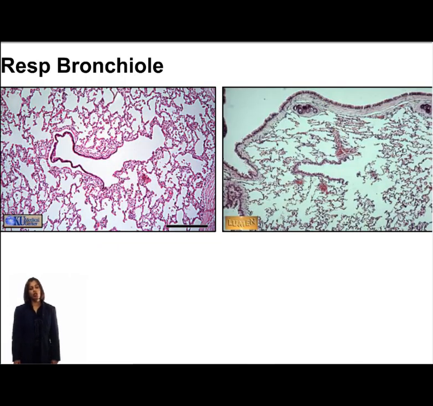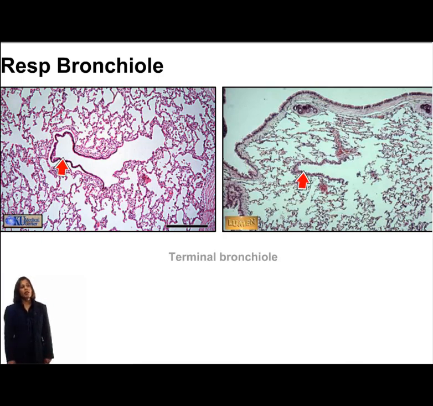Now let's look at the histology of a respiratory bronchiole. And again, when you look at both these images, the right and the left, what you see is a terminal bronchiole up there, and that is leading to a respiratory bronchiole. The reason you see this terminal bronchiole is because the slide has been sectioned in a longitudinal fashion.